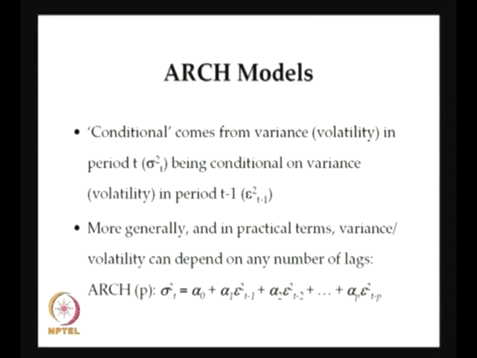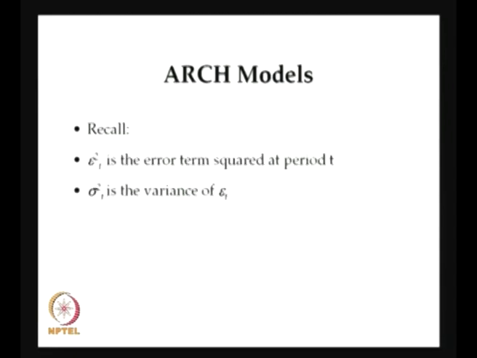Okay. This is the generalized format of volatility models, that is ARCH models. Okay, in a more generalized and more practical way we have to establish sigma square t equal to alpha 0 plus alpha 1 epsilon square t minus 1 plus alpha 2 epsilon square t minus 2, then up to alpha p epsilon square t minus p. Okay, so this is the generalized formula.